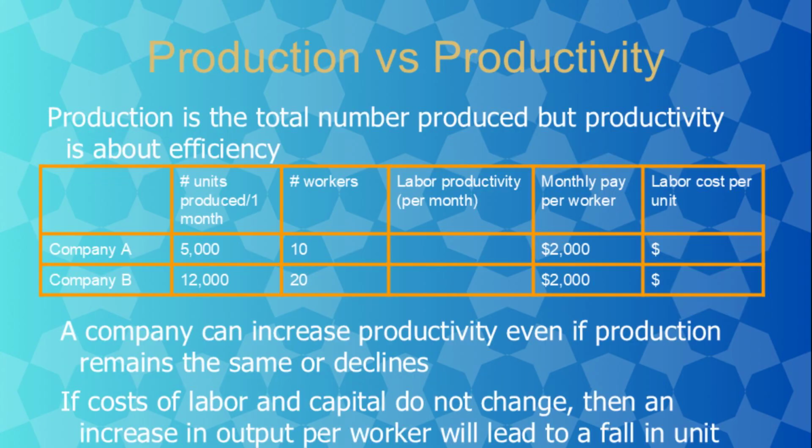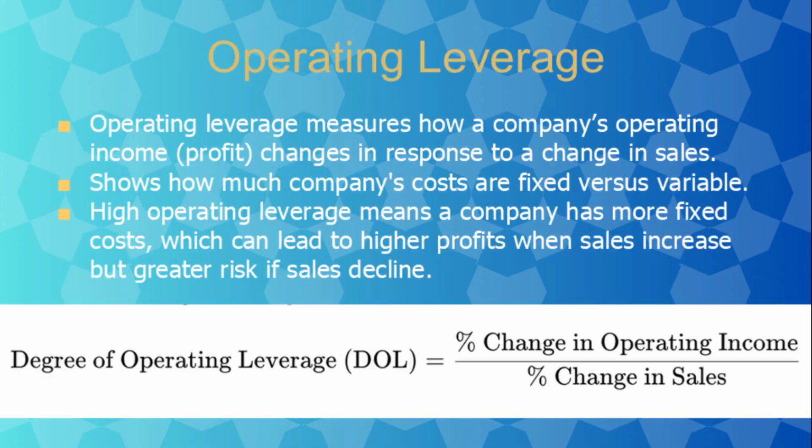Production is the total number of units produced, while productivity is about efficiency. A company can increase productivity even if production remains the same or declines, by optimizing labor and capital costs. Operating leverage measures how a company's operating income changes in response to sales changes. High operating leverage means higher profits with increased sales but greater risk if sales decline.